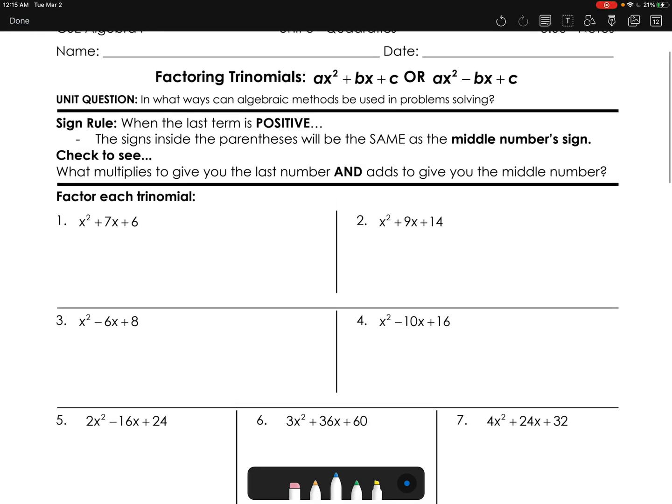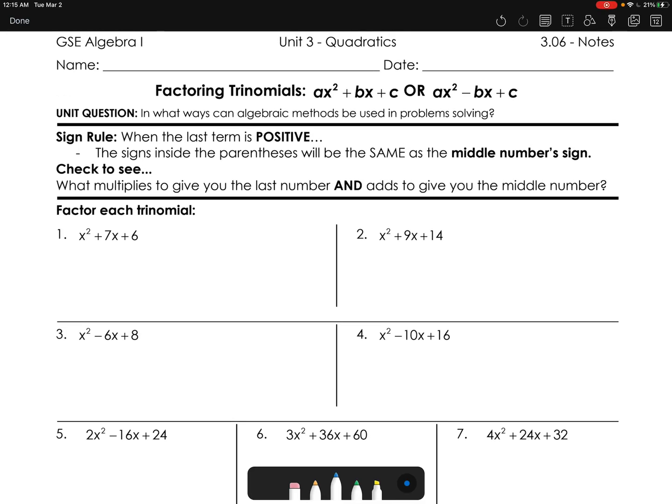Hey guys, today we are going to start factoring trinomials. In our last topic lesson, we talked about factoring using the GCF, and so now we're going to learn a new method of factoring trinomials, okay?